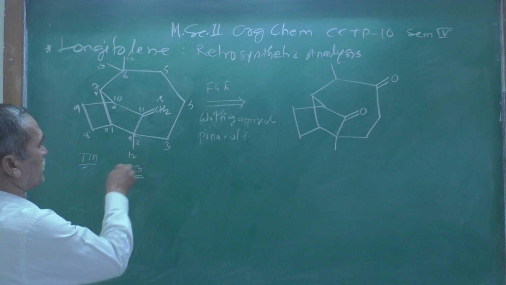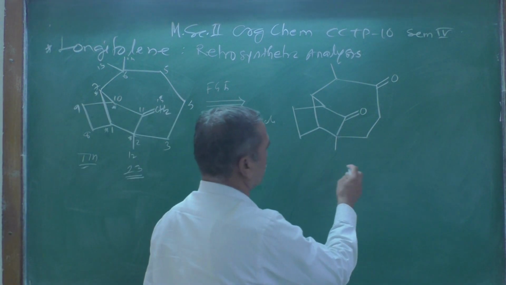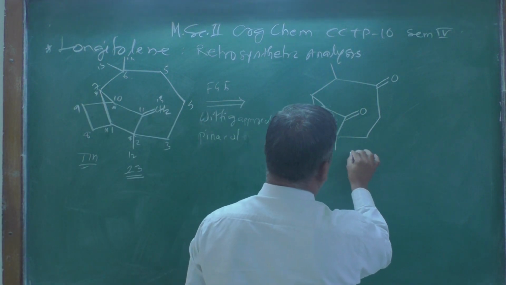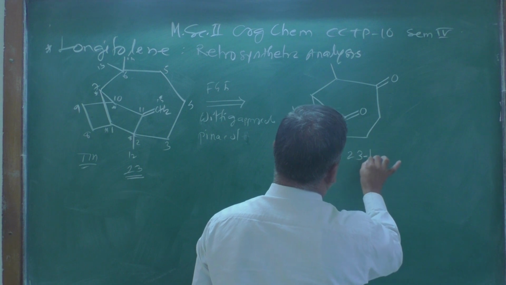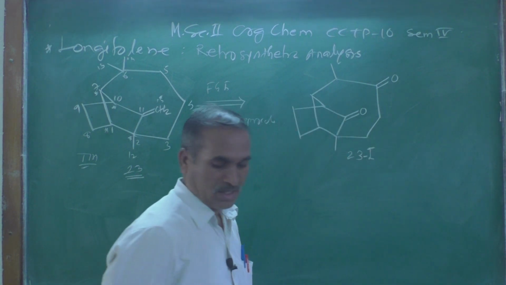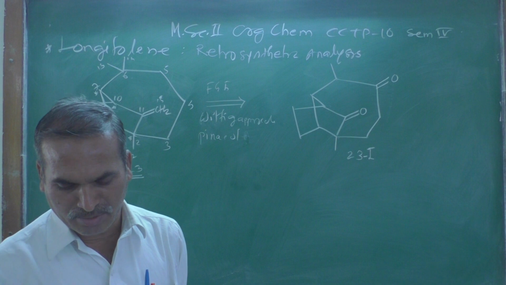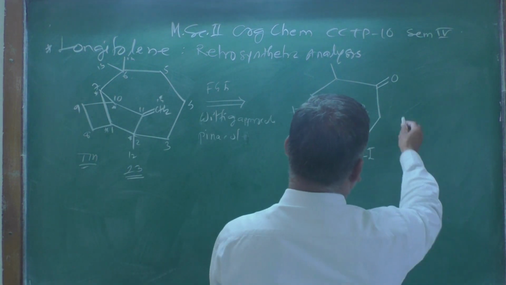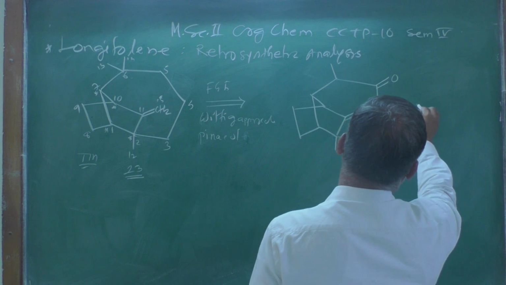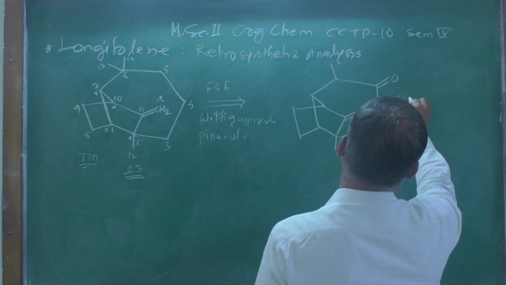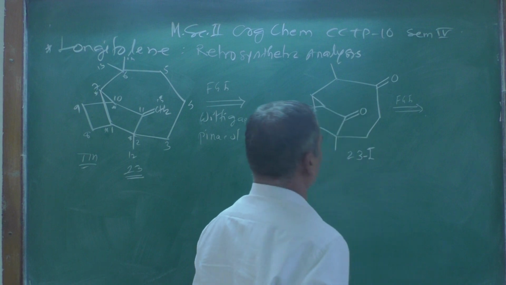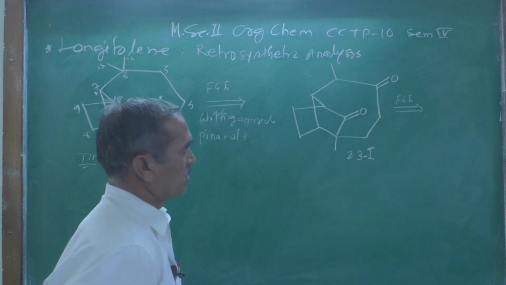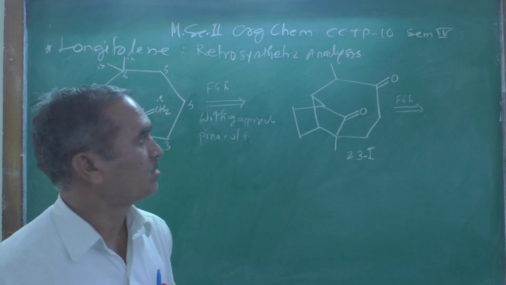So now this compound is called compound number 23 first. Then we can do the retrosynthetic analysis once again. Functional group interconversion.